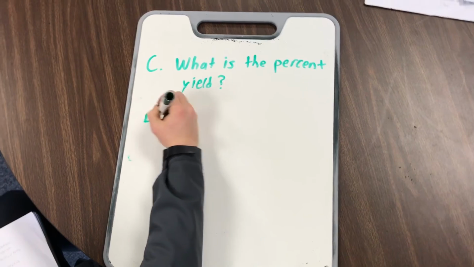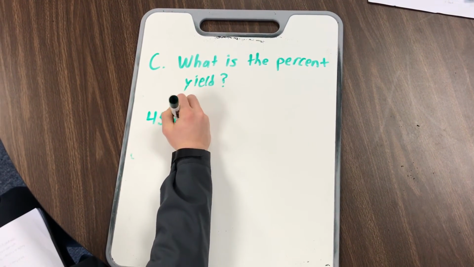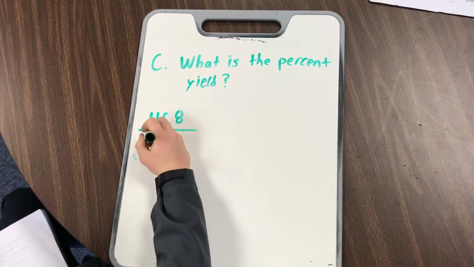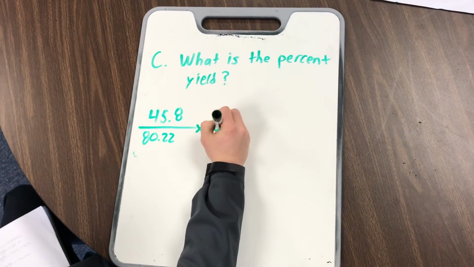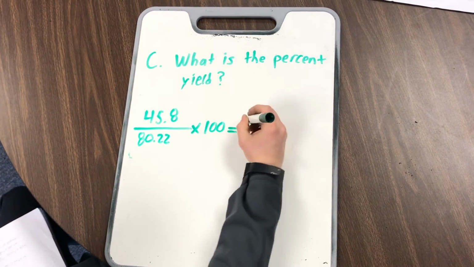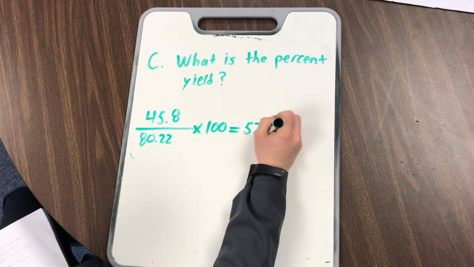Our next question was, what is the percent yield? And the percent yield is the experimental yield over the theoretical yield, and the experimental yield was 45.8 and the theoretical yield was 80.22 times 100, and that would get us 57%.